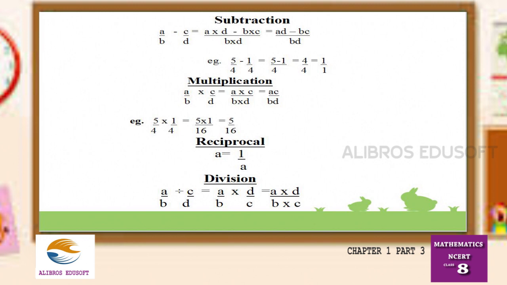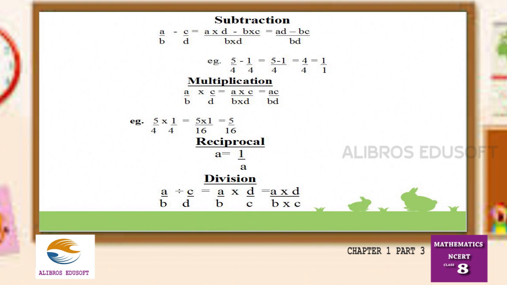Shall we go through the next topic, that is reciprocal? How can we find the reciprocal of a rational number? Let us check. If A is a number, then the reciprocal of A is 1 by A. A can be written as 1 by A. It is the reciprocal of the number A.